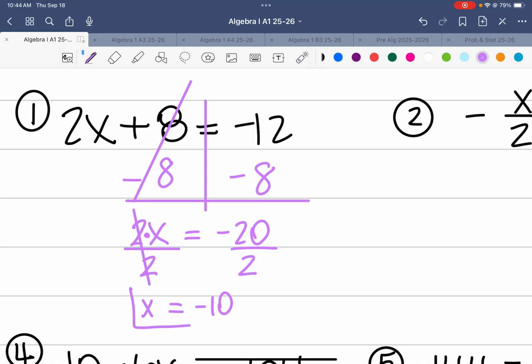What you're going to do on that pixel art is for number 1, in the blue box, you're going to type in negative 10. As long as you have the correct answer, pixels will appear in the image. If you type in the wrong answer, the box is going to turn red.